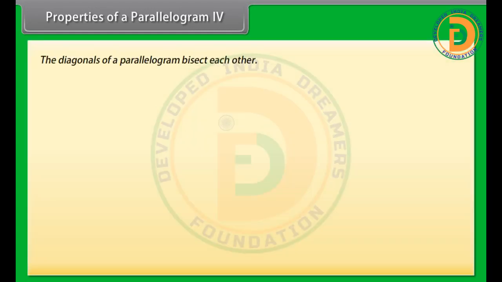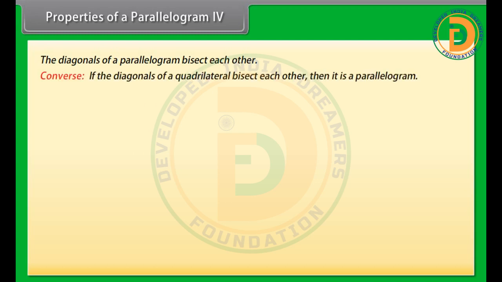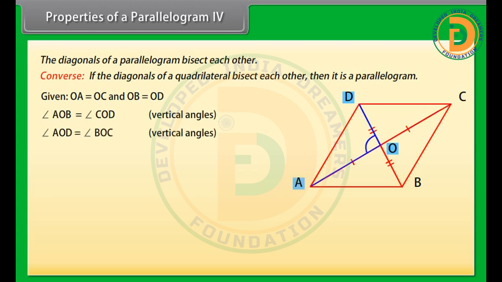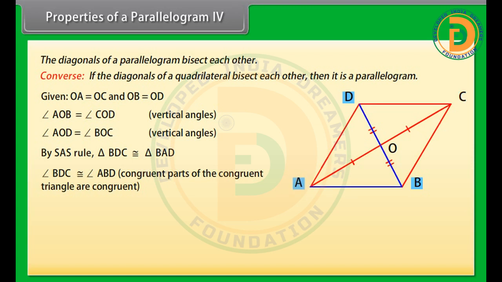The converse of this theorem results in one more theorem. The converse says, if the diagonals of a quadrilateral bisect each other, then it is a parallelogram. Let us prove it. It is given that OA is equal to OC and OB is equal to OD. Angle AOB is equal to angle COD because these are vertical angles. Similarly, angle AOD is equal to angle BOC. So, by SAS rule, triangle BDC is congruent to triangle BAD.